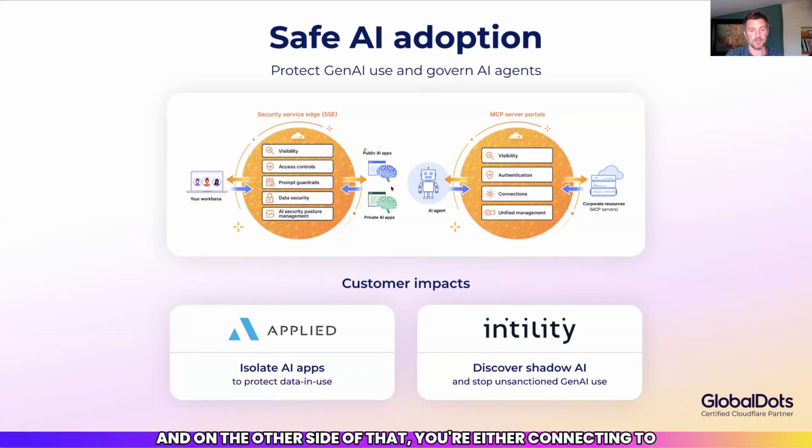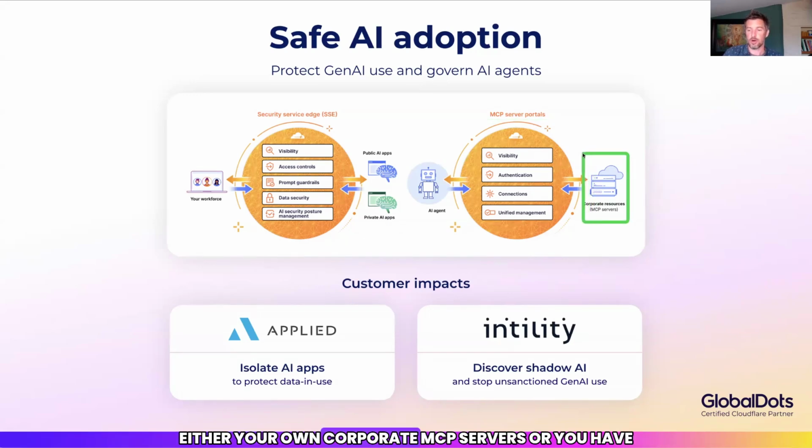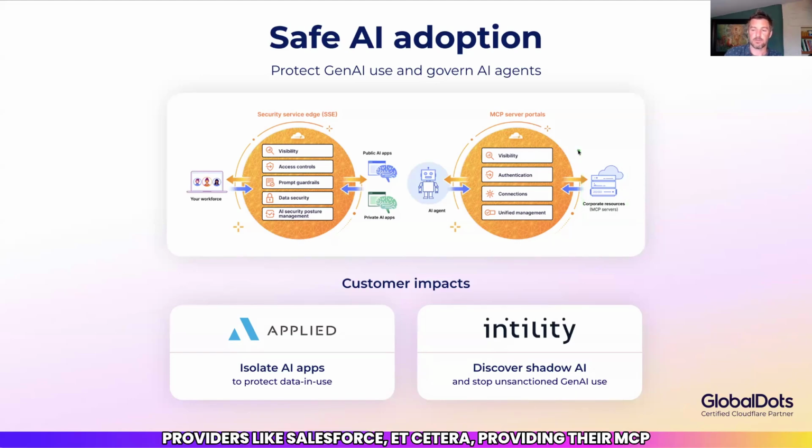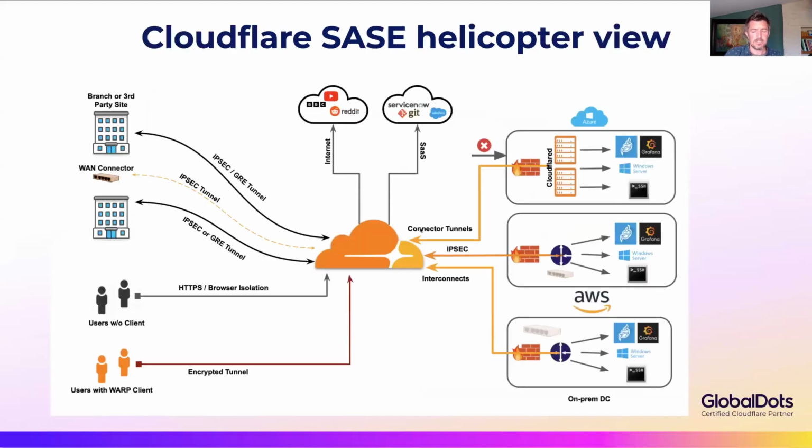And on the other side of that, you're either connecting to public AI apps or private AI apps. And on the MCP server side, you have either your own corporate MCP servers or providers like Salesforce, etc., providing their MCP servers. Again, you want your agent, or whoever's talking to those servers, to be going through Cloudflare so you get visibility on that.